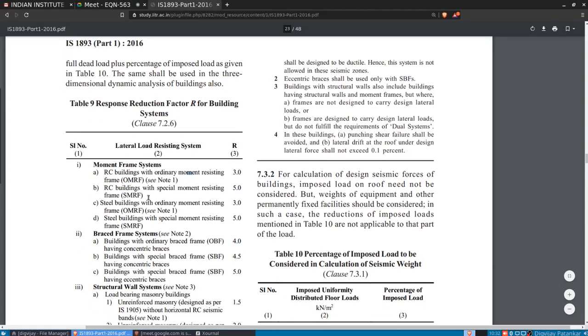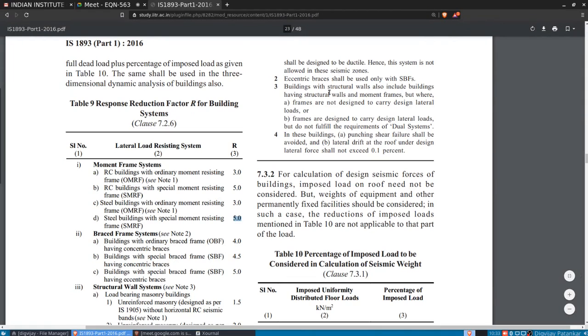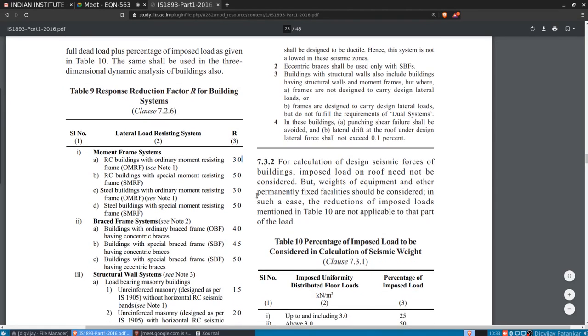And for 3, 4, 5 you need to have special moment resistant frames, and for that the response reduction factor is 5. So the difference between special and ordinary moment resistant frame is only about the ductility design or ductility provisions. So whether the IS 1893 is properly taken care of or not in the design, that is considered in special moment resistant frame or ordinary moment resistant frame. So if you provide proper ductility provisions, then it is SMRF. If you do not have proper ductility provisions, then it is OMRF. So accordingly you can choose response reduction factors.